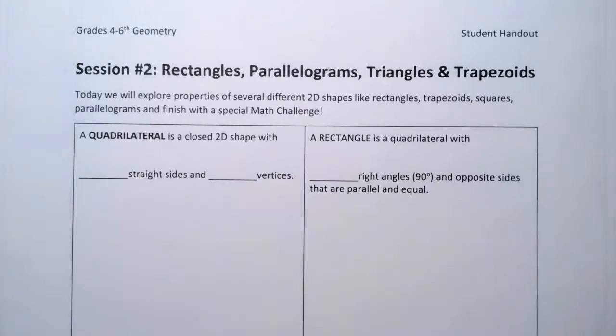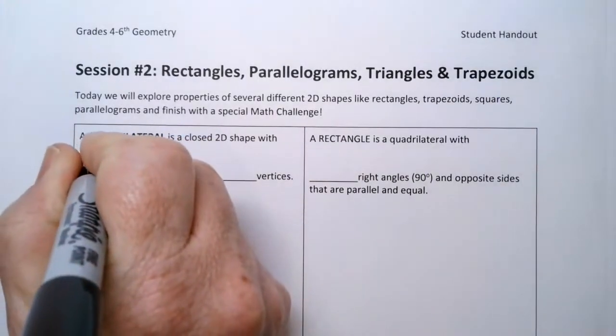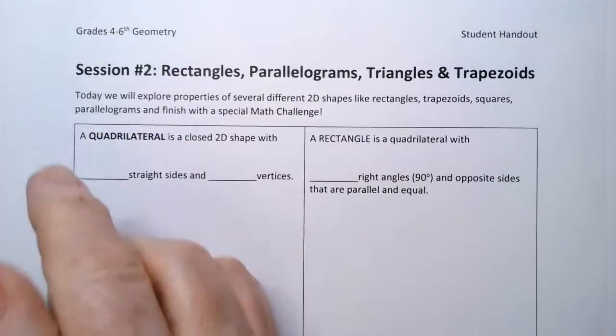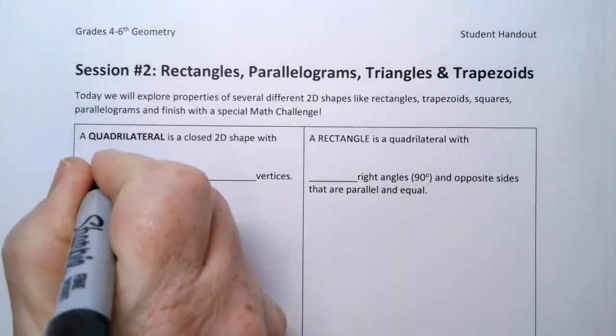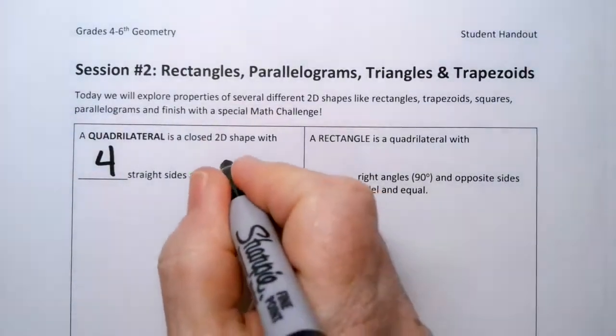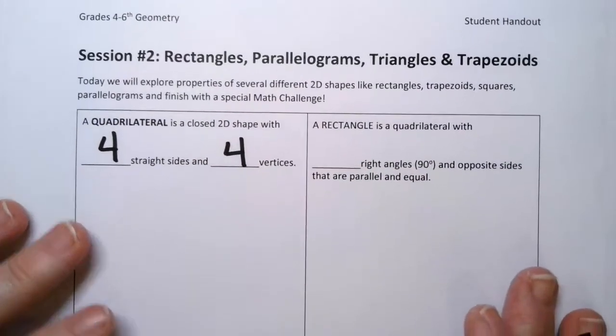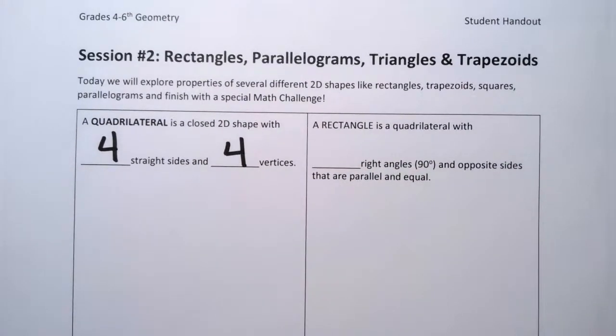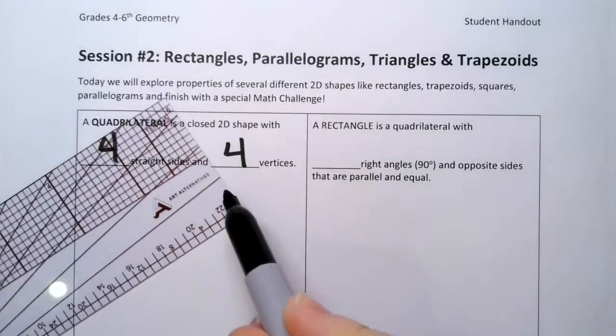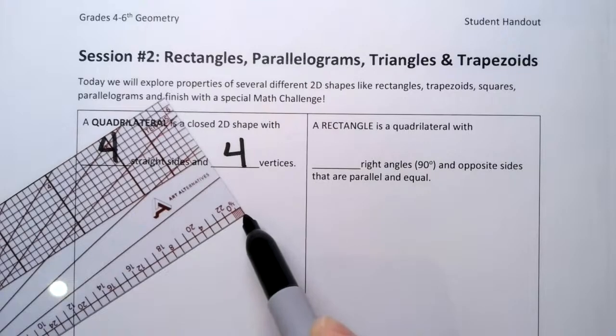Quadrilateral. Quad means four. So it is a 2D shape, so it's flat, not three-dimensional. Okay, it's got 4 straight sides and 4 vertices. Now, do you remember what a vertex is? That's the part that comes together. So for example, if I have a shape like this, you see my ruler? A vertex is that point right there where the 2 sides come together.